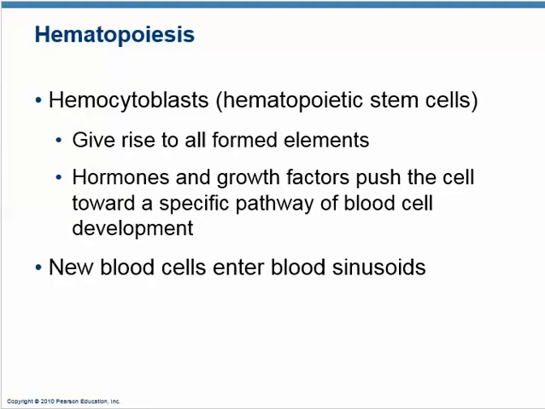There are stem cells that live in the bone marrow, and they're called hemocytoblasts or hematopoietic stem cells, and they really are the precursor cell to all the blood cells, all the formed elements. And depending on the body's needs, these stem cells differentiate into the different types of formed elements.